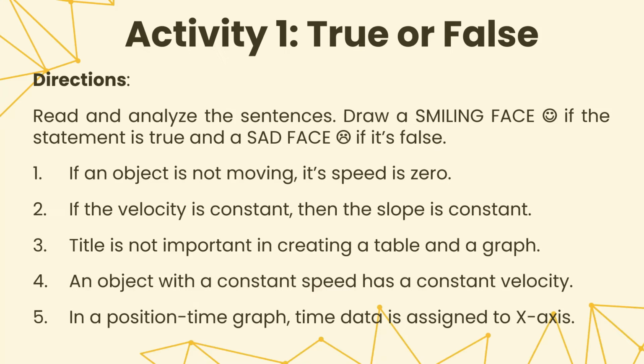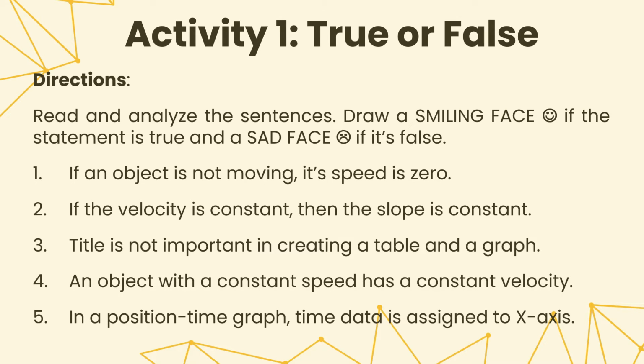Do this. Activity 1, True or False. Read and analyze the sentences. Draw a smiling face if the statement is true and a sad face if it is false. Write your answers on your notebook. 1. If an object is not moving, its speed is 0.